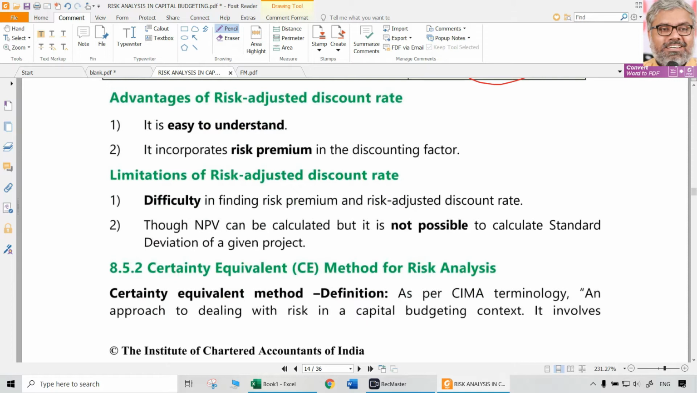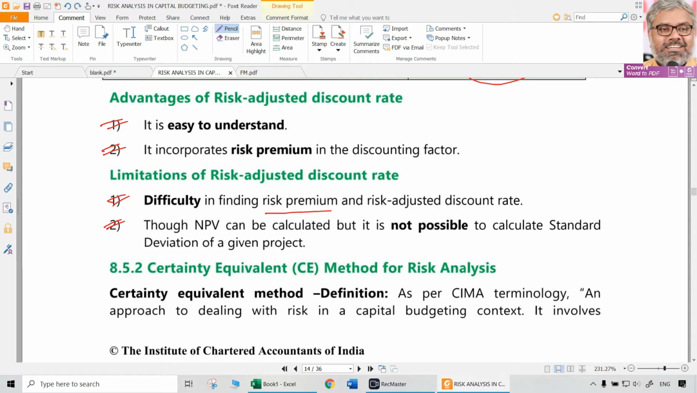What are the advantages of this technique? Of course, it is easy to understand. We can easily understand that, and it incorporates a risk premium in the discounting factor. But the limitation is, how much should the risk premium be? That is the biggest question mark in real life. For you, it is not a problem because it will be given in the question. And with NPV, though it is calculated, we cannot calculate standard deviation and all that.